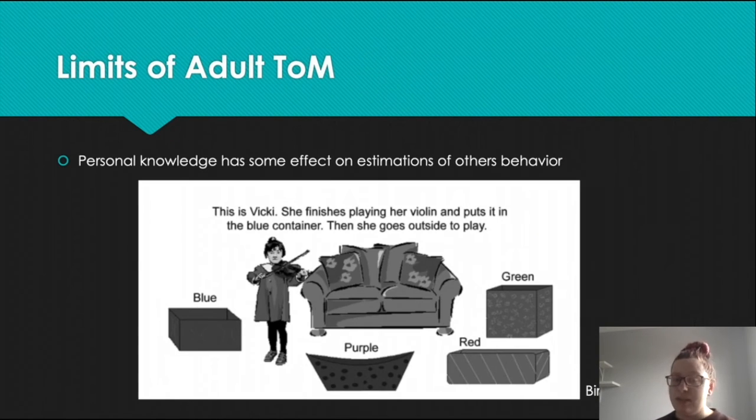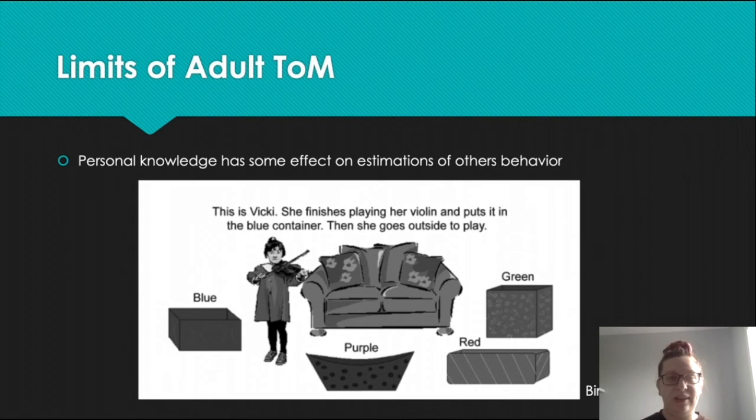However, there are some limits of adult theory of mind. For example, personal knowledge has some effect on estimations of others' behavior. This study asked adults to report probabilities that the girl would look in different locations in a false belief task.